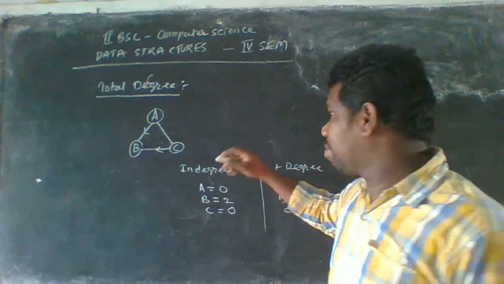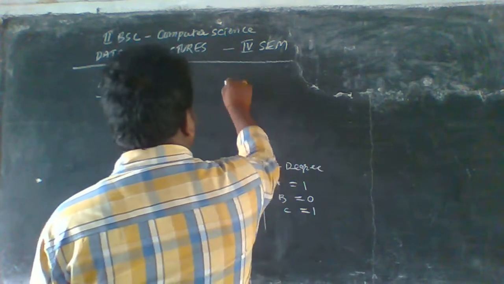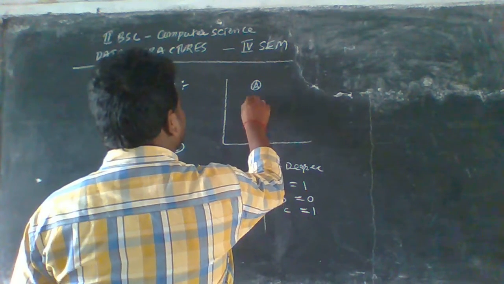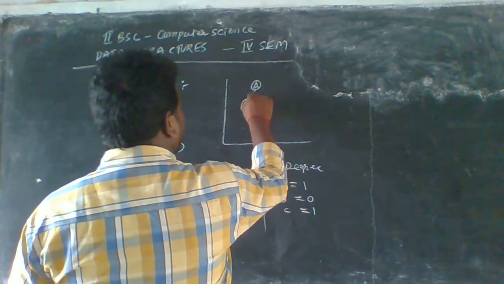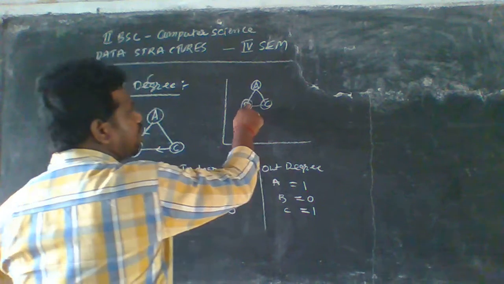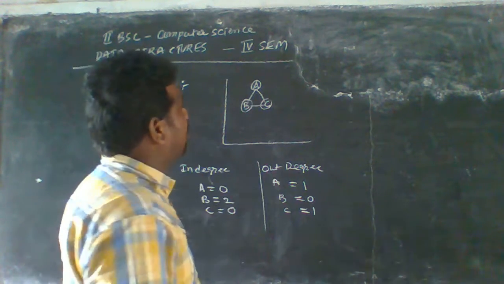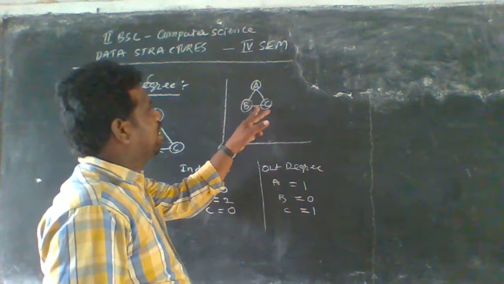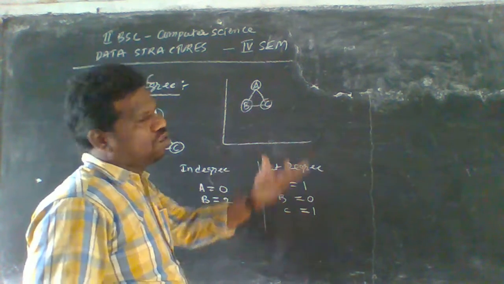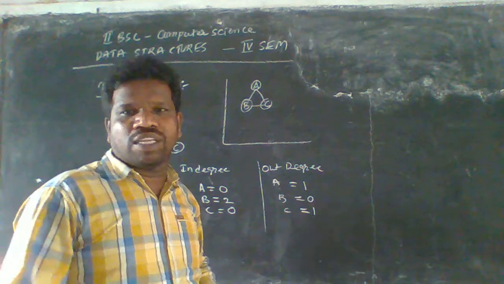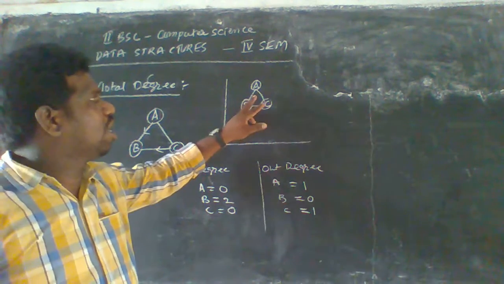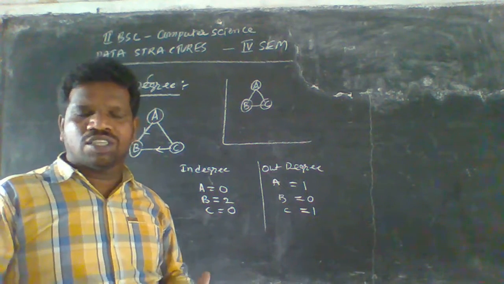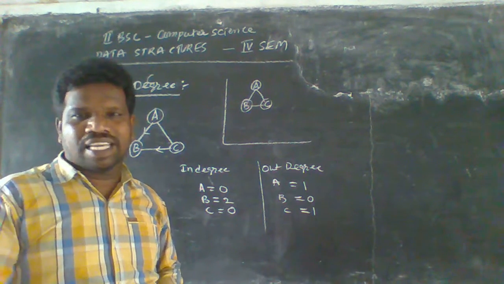Okay, for example, I am taking another example. In this example I am taking A, B, C, and these three nodes have only edges formed between them. That is called an undirected edge. That means there is no specification of going from where to where here. So these three edges are called undirected edges. An undirected edge should not specify any direction.